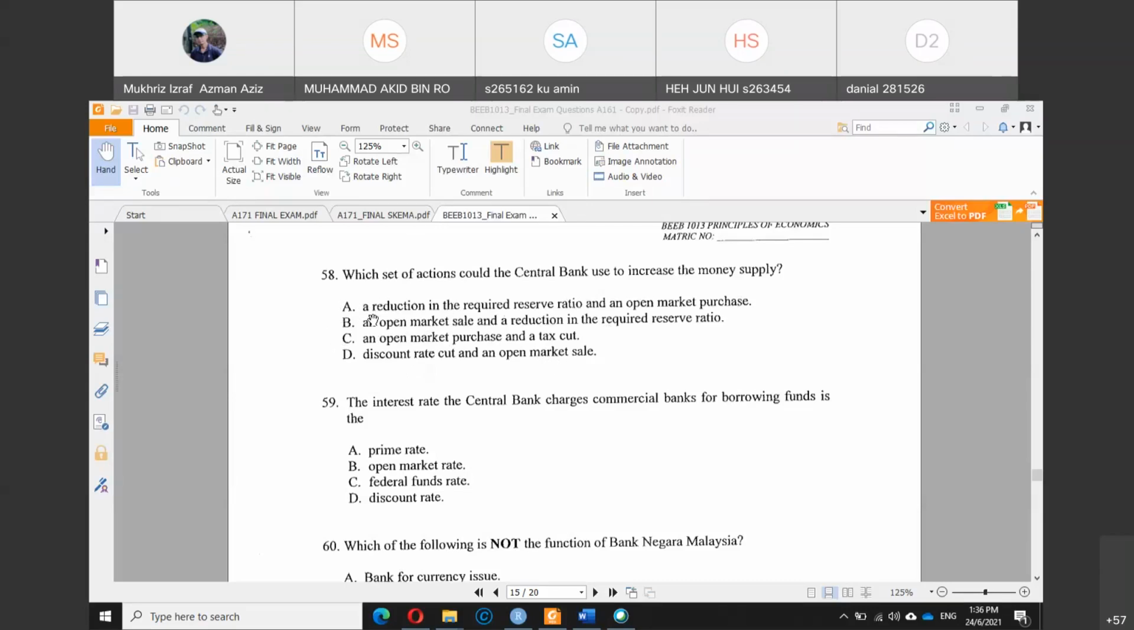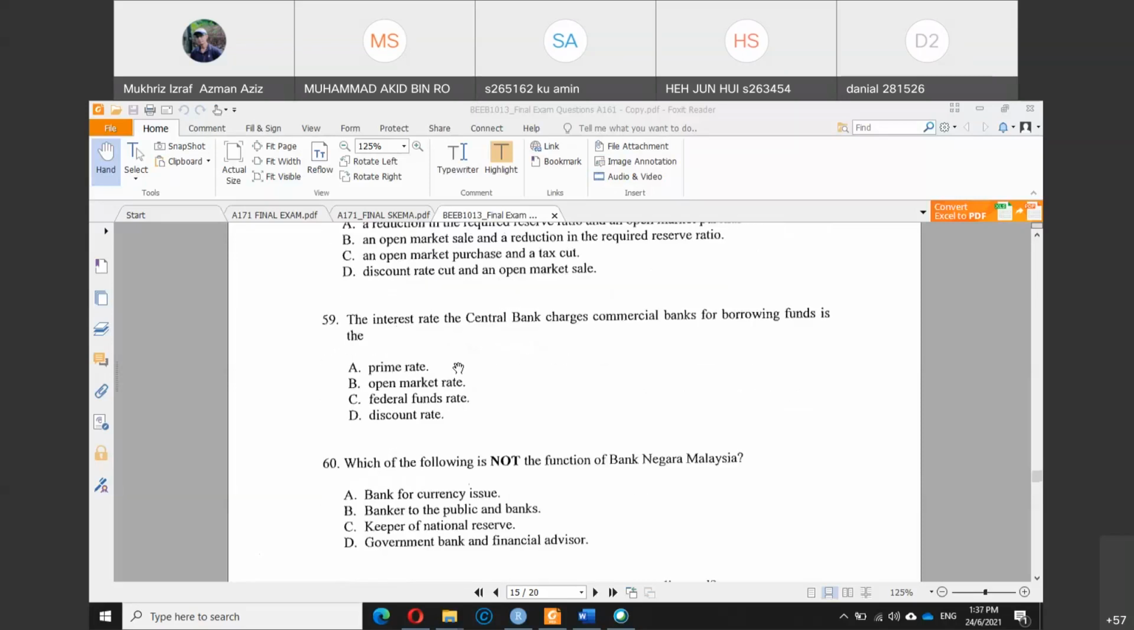So in order to get the correct answer for this, you need to go back to your notes, your book on chapter number 12, on the role of the central bank. Check which one is to increase and which one is to reduce money supply.